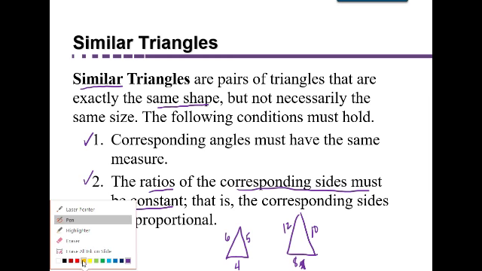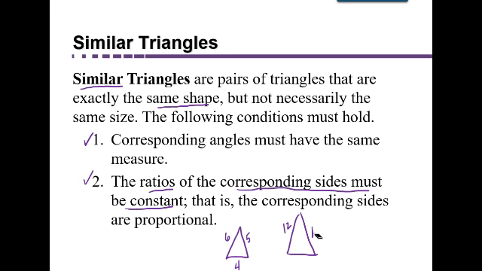Or maybe it's 1.5 times as big. So 1.5 times 4 would be 4 plus half of 4, so 6. 1.5 times 5 would be 5 plus half of 5, so 7.5. And 1.5 of 6 would be 9. 6 plus 3. So these would be considered similar triangles because they're the same shape, but they're not the same size. But given any pair of sides from one triangle to the other, that will tell you what the proportion is going to be.